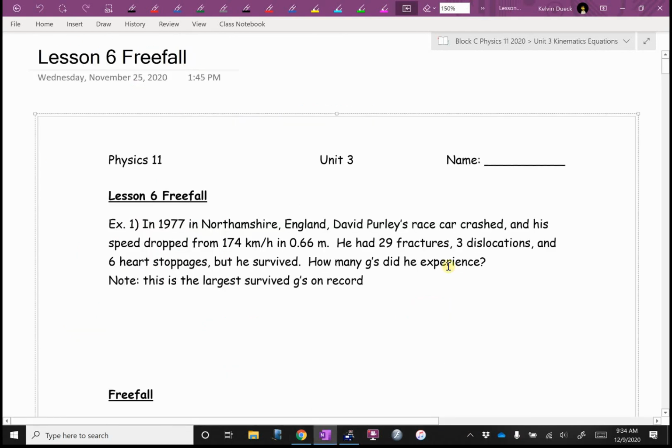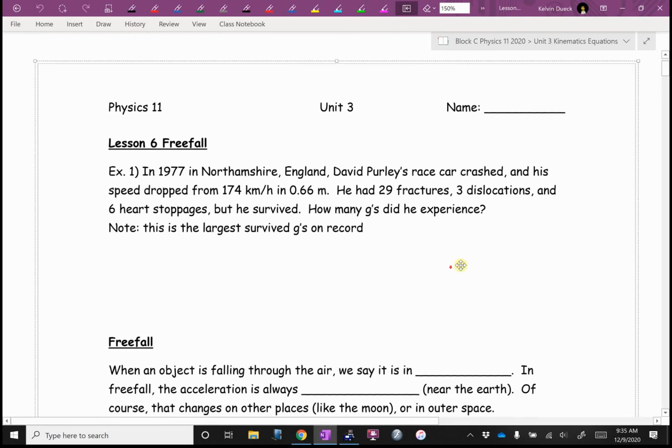Freefall. Before we start Freefall, I did say to you that we were going to look at the world record for surviving the most G's. Maybe someone has survived more than this, but we didn't capture it on film, so we couldn't analyze it. This is the one that we happen to have captured on film. In 1977 in Northamptonshire, England, David Purley's race car crashed, and his speed dropped from 174 kilometers per hour.